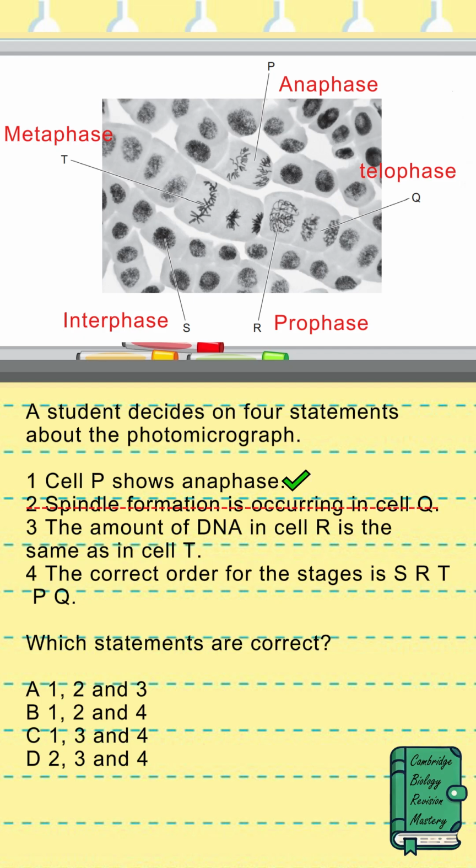3. The amount of DNA in cell R is the same as in cell T. Well, cell R is prophase, cell T is metaphase. The DNA isn't dividing or replicating at this stage, and it's still undergoing mitosis. So this means this is correct.